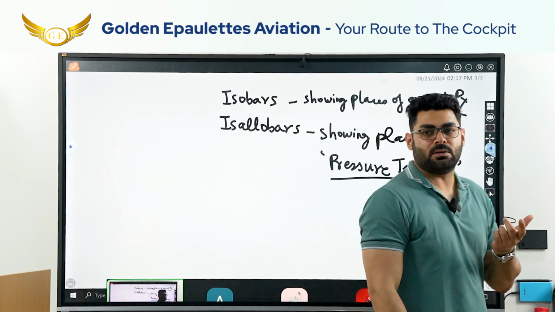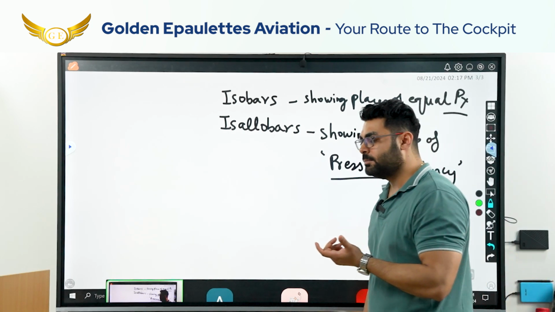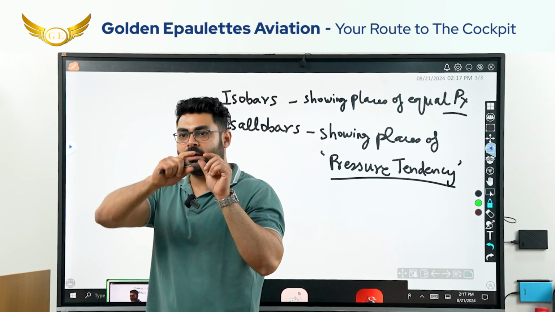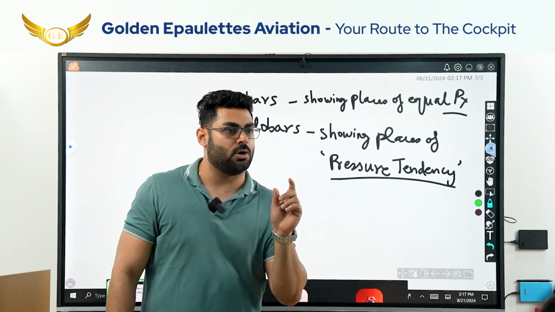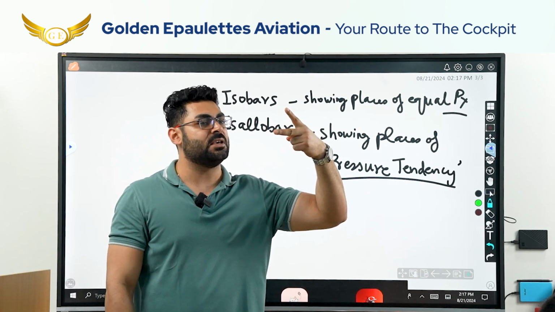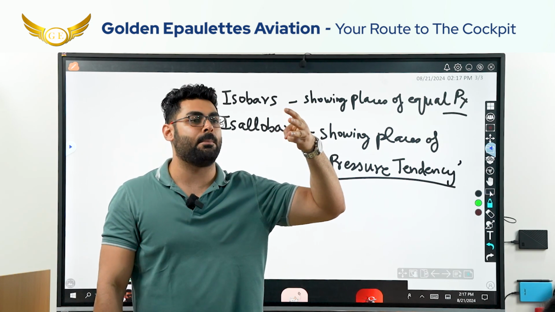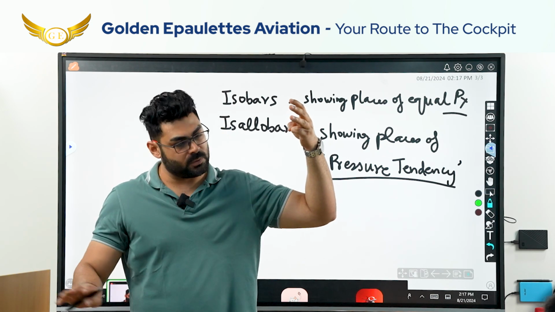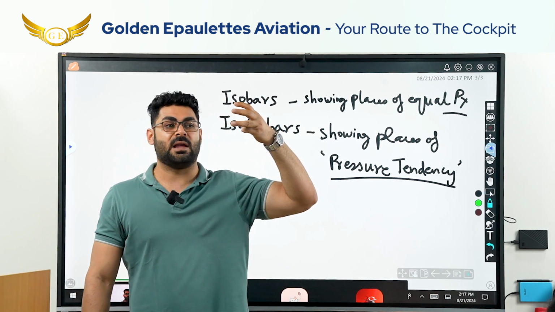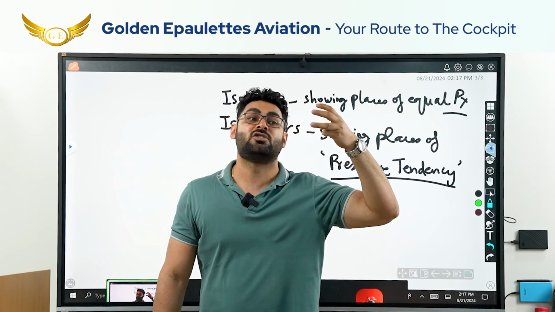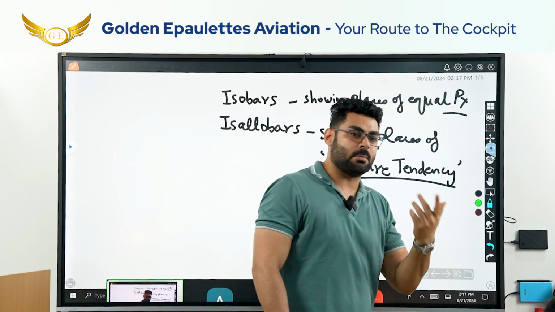In the exam also, the question comes, for example, places showing, lines on the charts showing places of equal pressure. Option A, isobars. Option B, icelobars. Option 3, for example, contour charts. That also will cover what the contour charts is. So which one should be the answer? Places of equal pressure? Isobars. Okay, this is how the exam question comes.